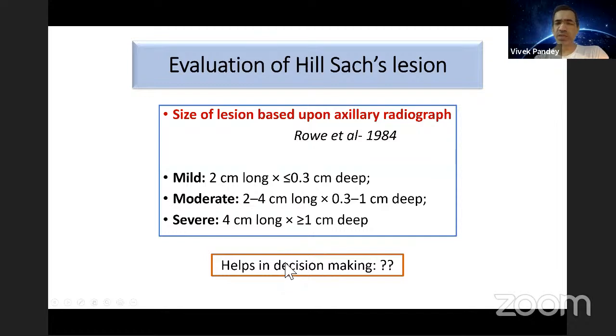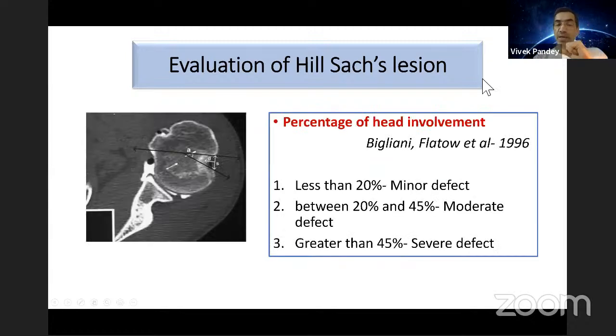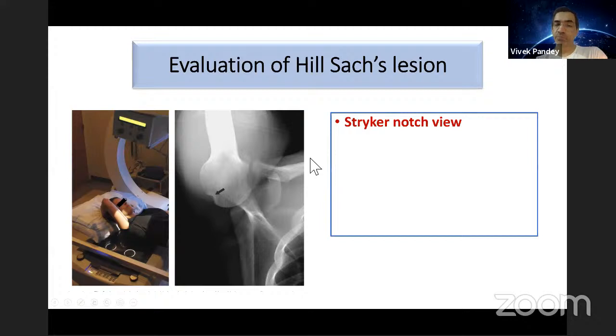So I'll not discuss much. That's why these particular things, rows and so many other indices later on, they have kind of disappeared. No one wants to discuss anymore. Bigliani gave another set of indices, wherein in 1996, they said less than 20% is a minor defect, 20 to 45 is moderate, and more than 45 is a severe defect.